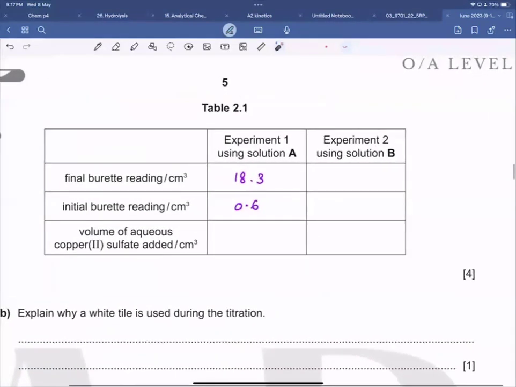So when we take the difference, we are able to calculate the value. 18.3 minus 0.6 gives 17.7.